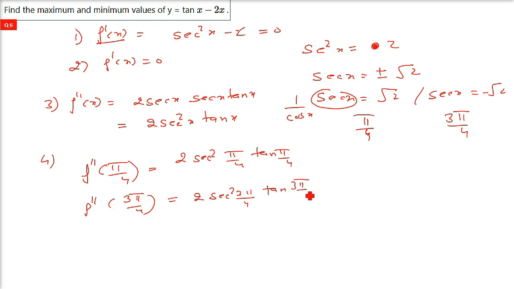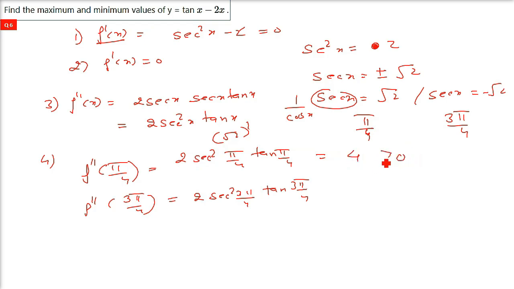And you know already that the value of tan 5 pi by 4 is 1, and tan 3 pi by 4 is negative 1. Similarly, here sec square x is there. So whatever the value is, negative or positive, it is going to come the same. The only difference is between pi by 4 and 3 pi by 4, which will give you 1 and negative 1. So the values remain the same, only the sign will change.